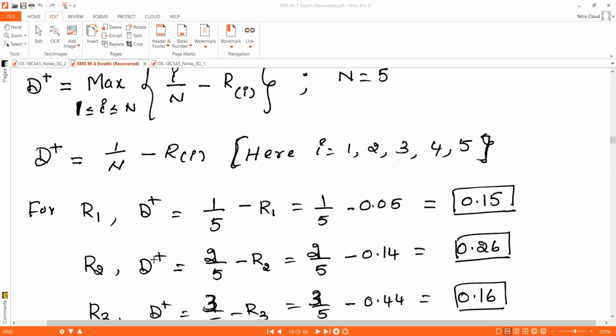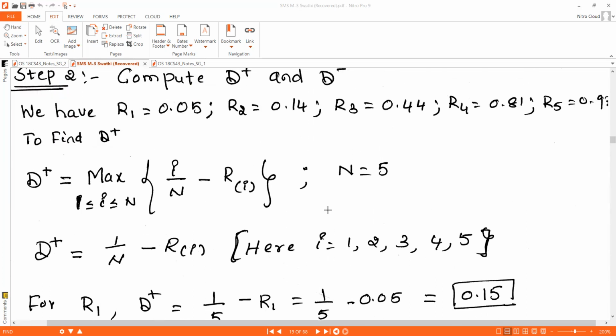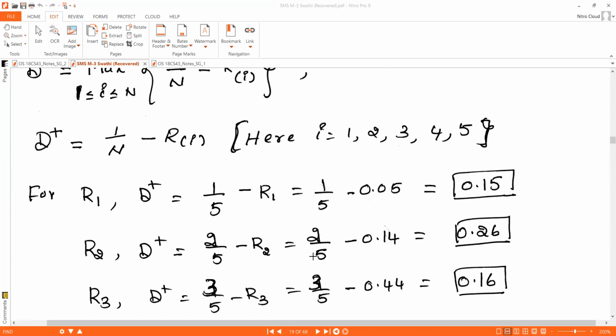Next, we need to calculate the D plus value when i equal to 2. The formula to calculate D plus is 2 by 5 minus R2. What is the R2 value? R2 value is 0.14. 2 by 5 minus 0.14, we will get 0.26.